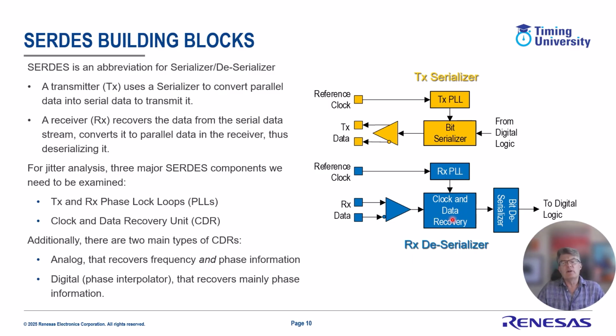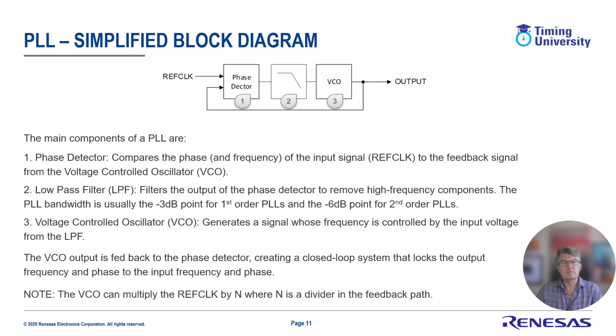With clock and data recovery, there's two main types as well. One is analog, which recovers frequency and phase information. The other is digital, sometimes called a phase interpolator, that recovers mainly phase information. And this is the one we'll focus on throughout the rest of this presentation series.